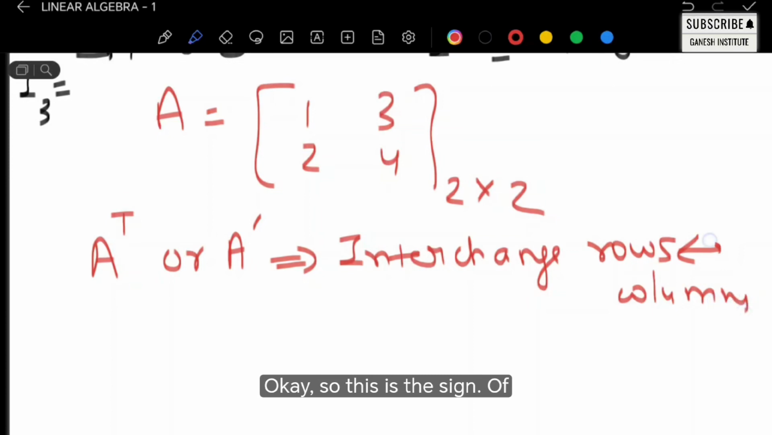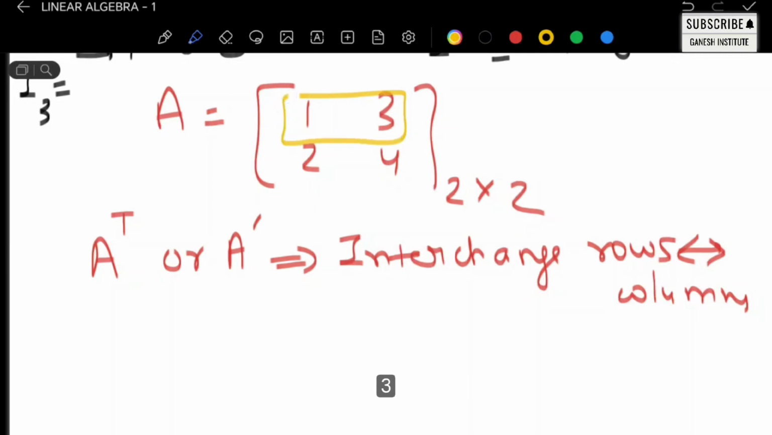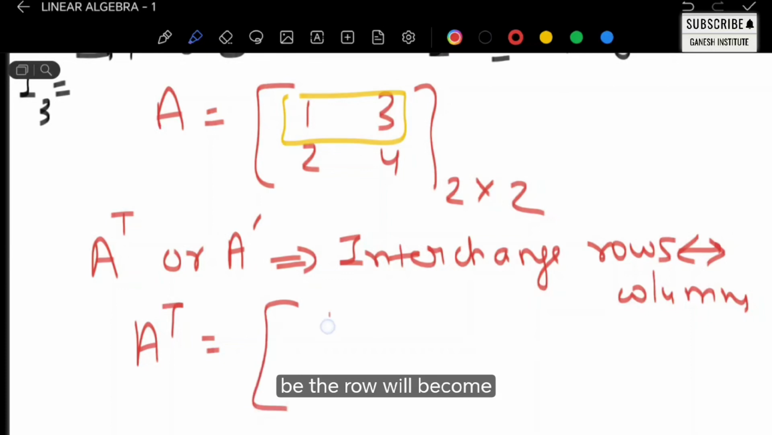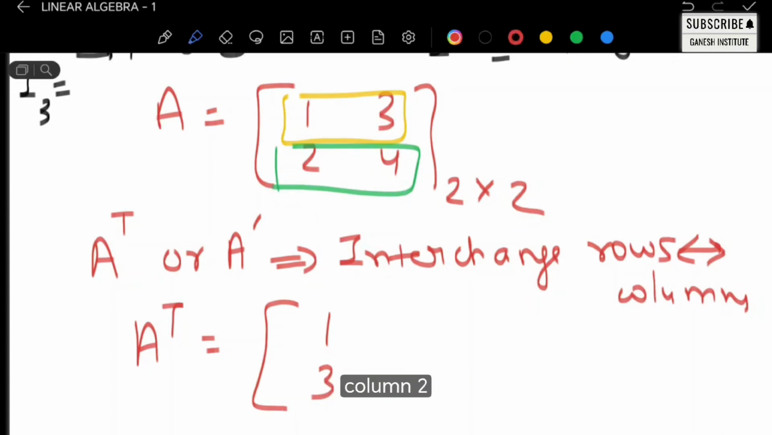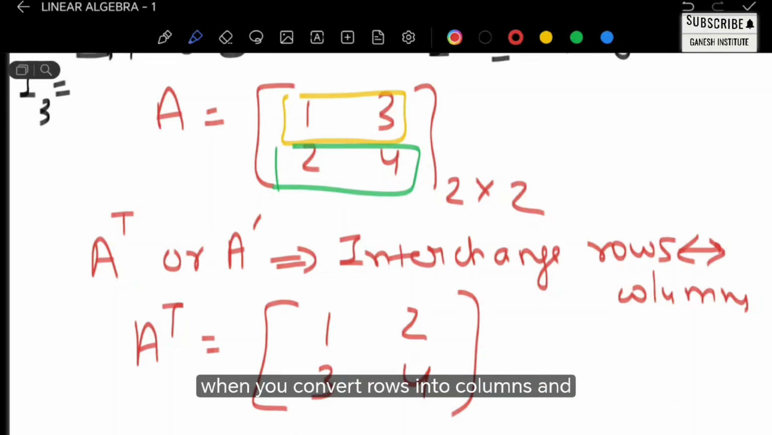Okay, so this is the sign of interchange. So what I'll do, see, what is the first row here? 1, 2. So A transpose will be, the row will become column, 1, 3. What is the second row? 3, 4, it will become the second column, 2, 4. So when you convert rows into columns and columns into rows, that is a transpose matrix. Okay.